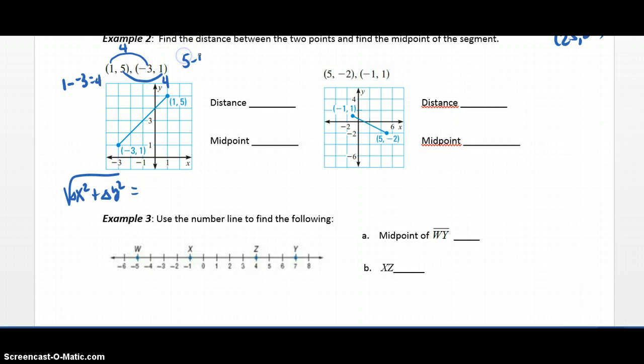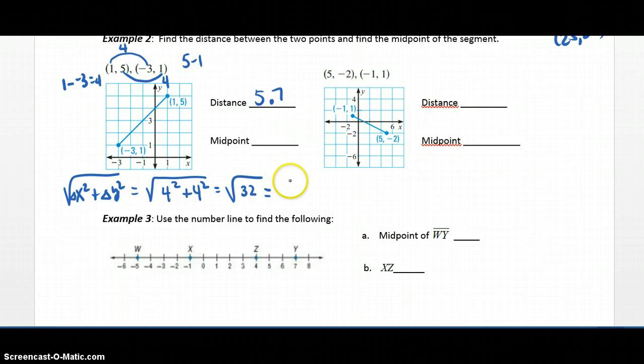Again, you might have to subtract. When you subtract them, you'll need to get a positive answer because these are distances. Remember that. So everything should be positive. So we have 4 squared plus 4 squared, and that's 16 plus 16 is 32. And now I'll use my calculator to tell you the square root of 32 is about 5.7.